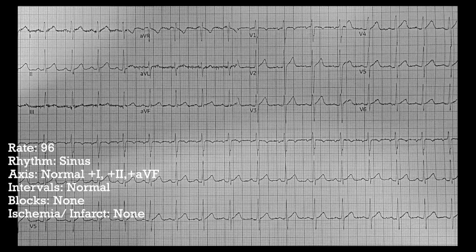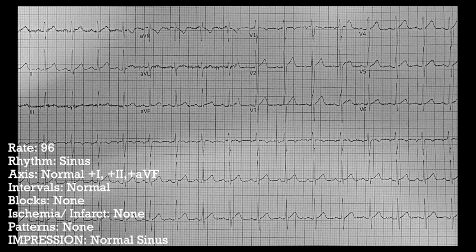So what have we got otherwise? We've got sinus rhythm at a rate of 96, which is lower than tachycardia and higher than bradycardia. We have normal axis, normal intervals, no signs of blocks, no signs of ischemia or infarcts, no patterns. So we're going to call this, our impression, normal sinus rhythm, normal EKG.